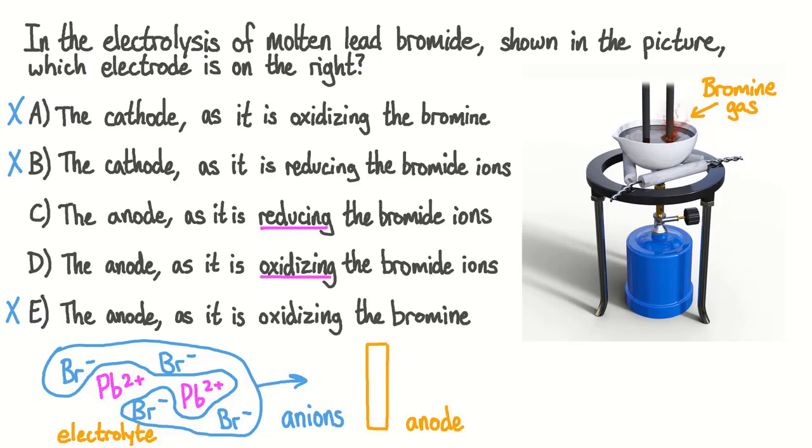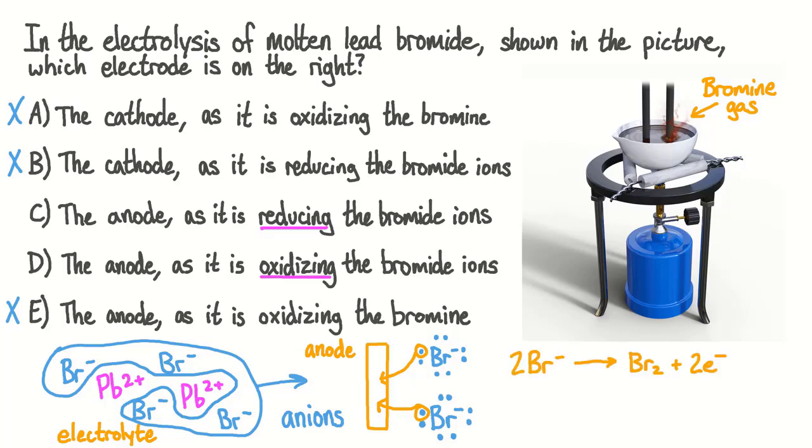The last question to consider is whether these bromide ions are being oxidized or reduced at the anode. Let's take a look at what happens to the bromide ions at the anode in order to answer this question. First, each bromide ion donates an electron to the anode. Then, the ions that have donated their extra electrons can pair up to form a bromine gas molecule. The half reaction for this process is 2 Br- ions produce Br2 and 2 electrons. With this process in mind, are the bromide ions being oxidized or reduced? In this situation, since the bromide ions are giving up or losing their electrons, it's an oxidation.